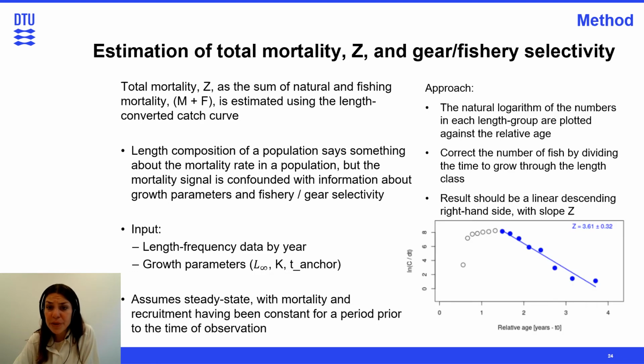The way it works is that the natural logarithm of the numbers in each length group are plotted against the relative age, and this number is then divided by the time to grow through the length class. This gives a curve according to the following figure, where the slope of the curve on the right-hand side corresponds to the total mortality.